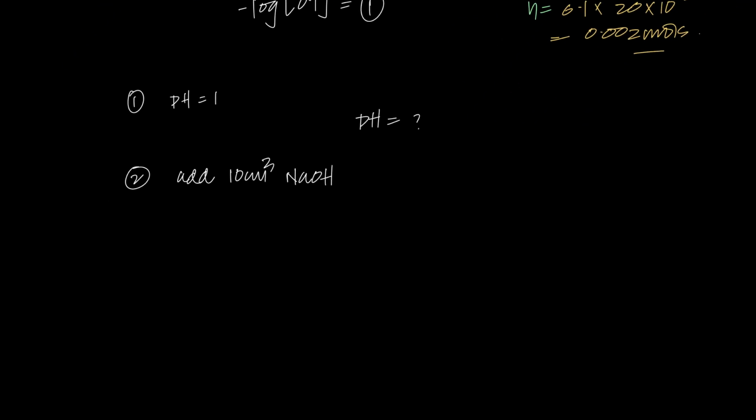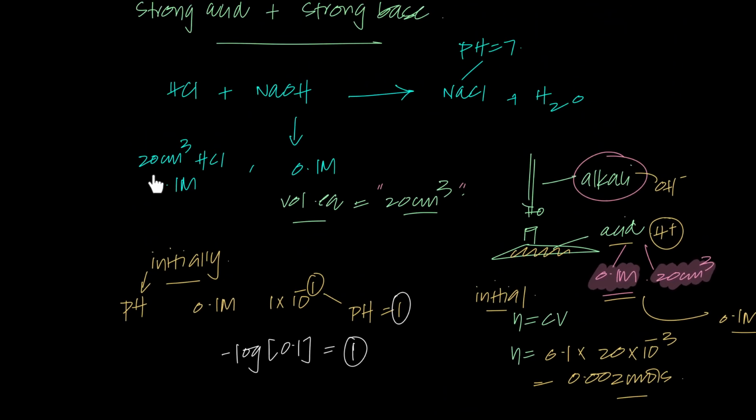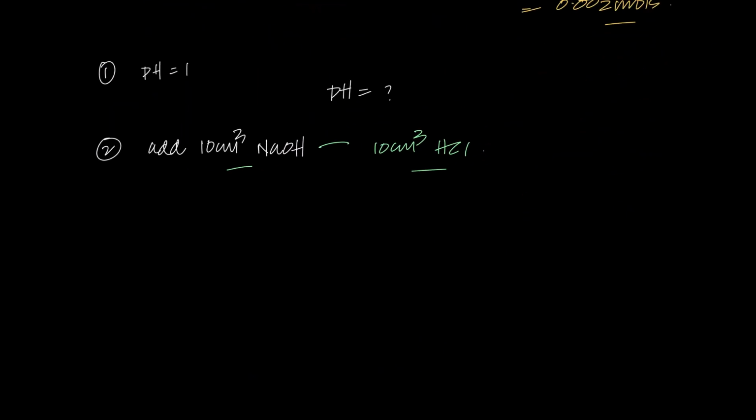Now, 10 cm cube of NaOH is added. Now we know that if 10 cm cube of NaOH is added, it would react with 10 cm cube of HCl. Right? It's 1:1. So 20 cm cube of HCl would completely be neutralized by 20 cm cube of NaOH. So if 10 cm cube of NaOH is added, it would have reacted with 10 cm cube of HCl.